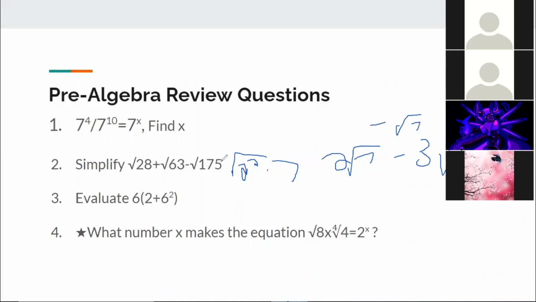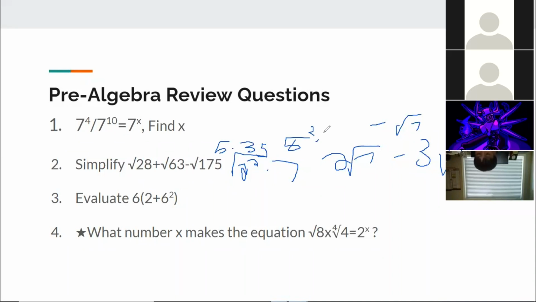And then as for this one, 175 can be factored as 5 times 35. So 5 squared times 7. So that can be written as 5 root 7. So it becomes 2 root 7 minus 3 root 7, and then minus 5 root 7. So it essentially just becomes 0.